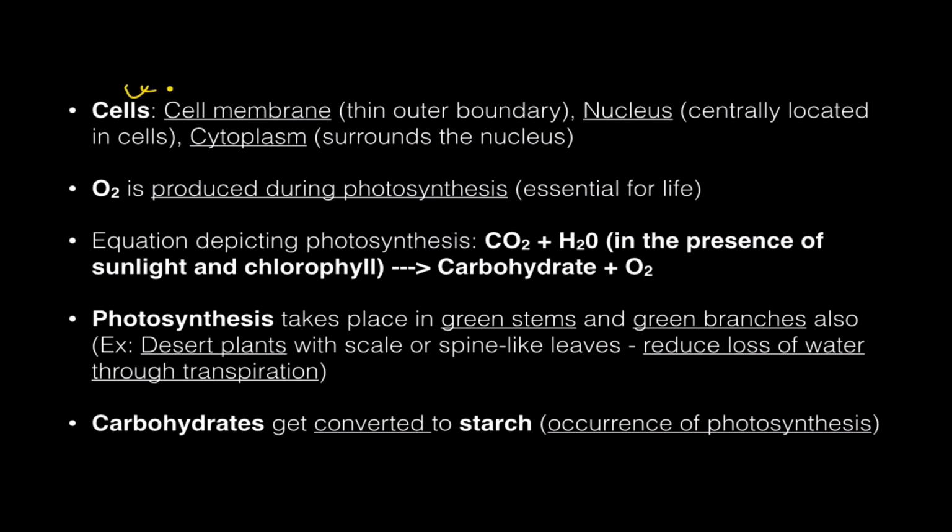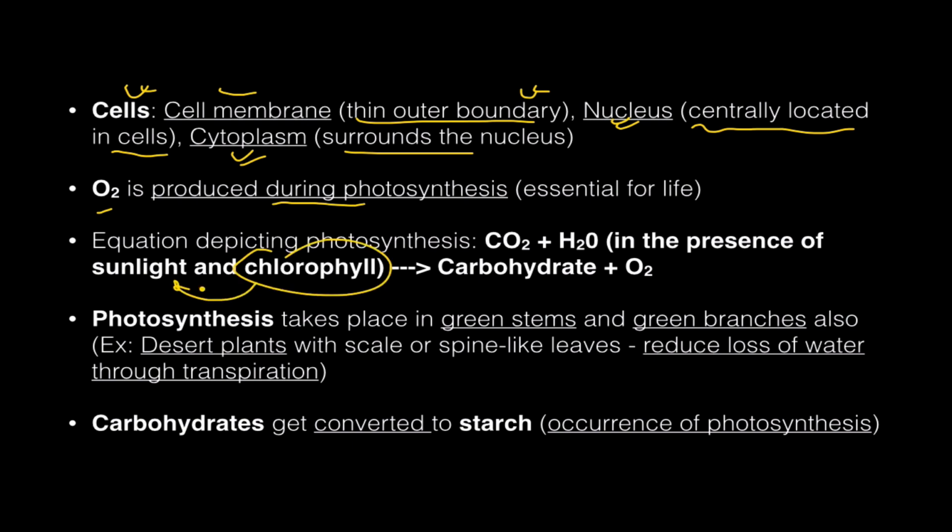Now cells have a cell membrane, which is a thin outer boundary. There is a nucleus which contains all the DNA, most of the DNA, because there is mitochondrial DNA also, and it is centrally located in cells. Cytoplasm is the material which surrounds the nucleus. Oxygen is produced during photosynthesis. Equation is already given. Chlorophyll fixes the sunlight.